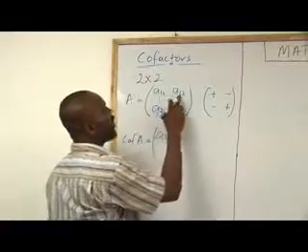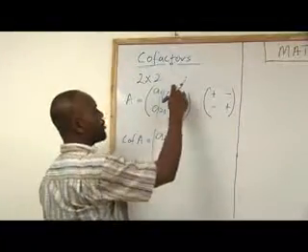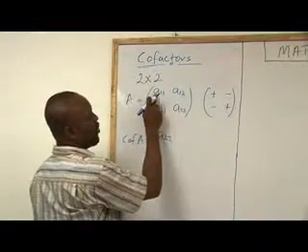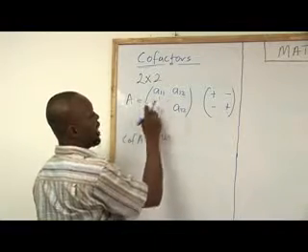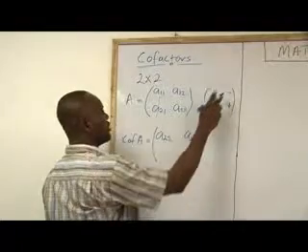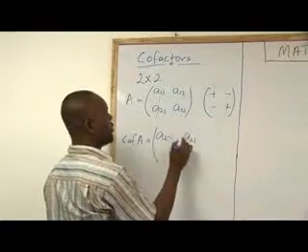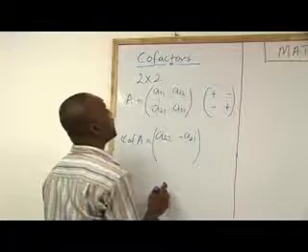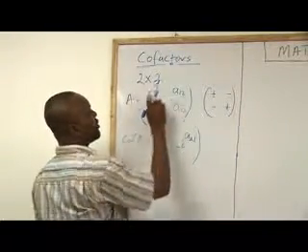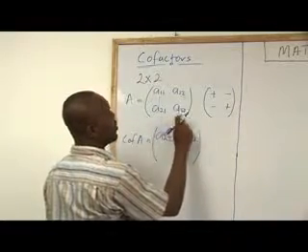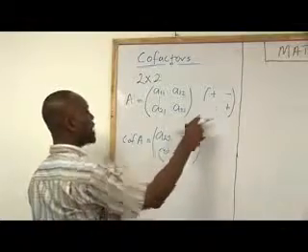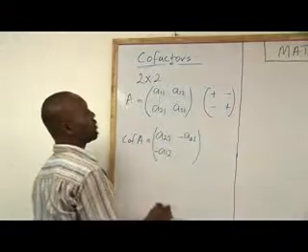Next, I look at element A12. Rule out the column that contains A12 and rule out the row that contains A12. What do I have left? I have A21. But take note of the sign there, so we'll negate this. For element A21, rule out the column that contains A21 and rule out the row that contains A21. We have element A12. Because of that sign, we negate this.